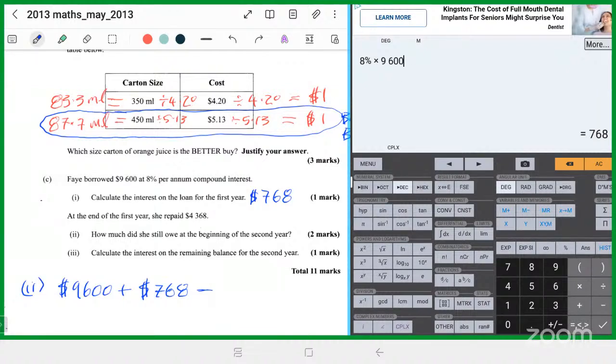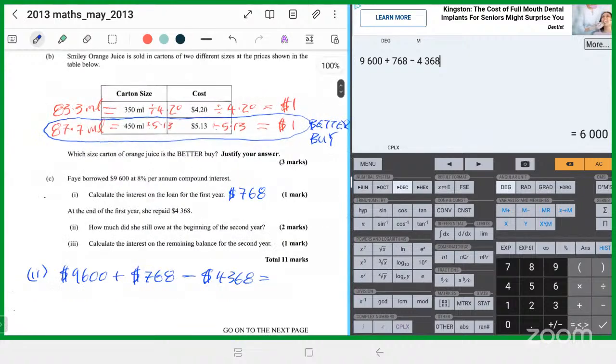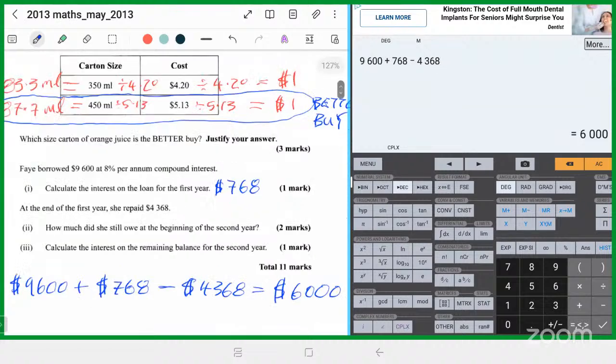So subtracting the amount that was repaid, which is 4368. All right, so let's do a calculation. So it's 9600 plus the interest of 768, and subtracting 4368. So the amount owing still after she made that repayment is now $6,000. So this is the amount at the start of the second year, $6,000.